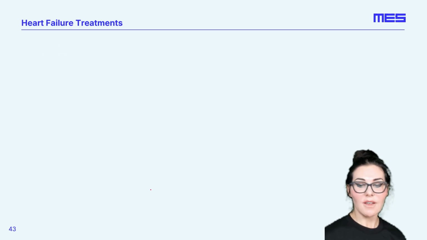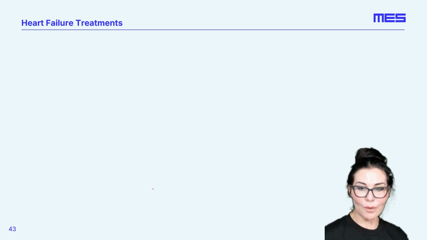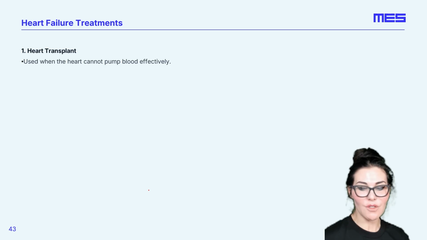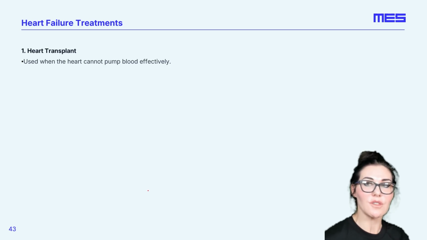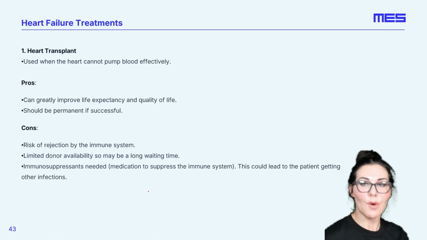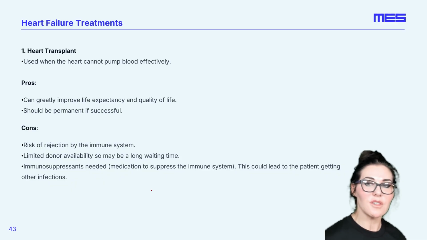Heart failure then. So if you were unfortunate to have heart failure, but it was treatable, how might you be treated? A heart transplant. A heart transplant is when a heart is given to a person from a donor because the person's heart cannot pump blood effectively to sustain life. The pros, obviously, it leads to improved life expectancy and quality. And if it's a successful transplant, it should be a permanent thing. But again, if it's not that person's own tissue, there is a risk of the immune system rejecting it.